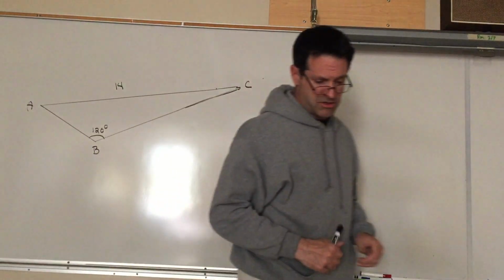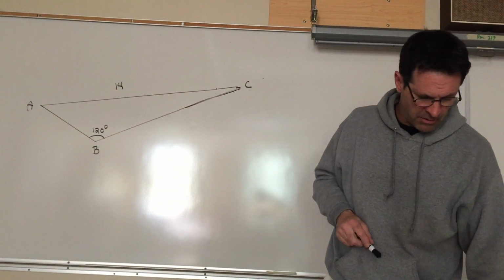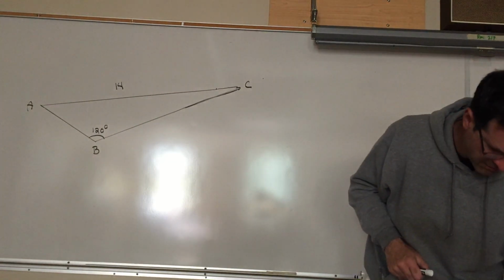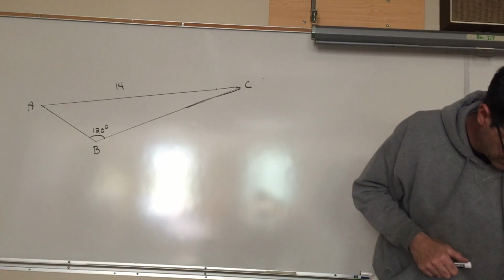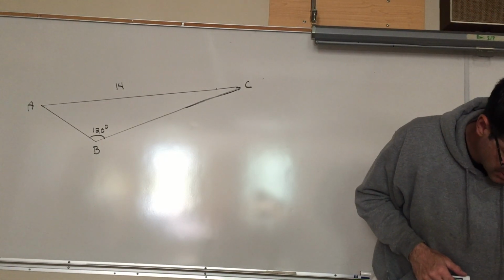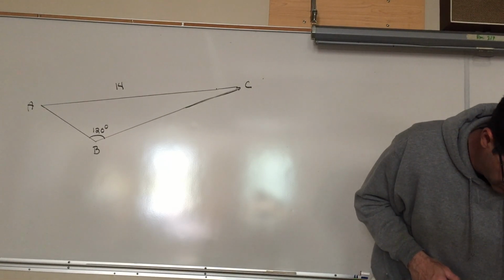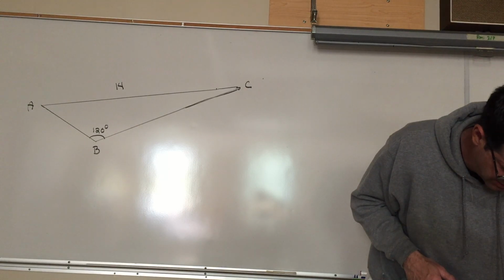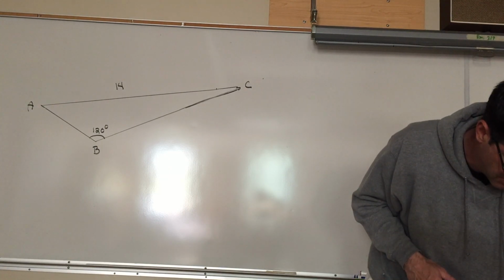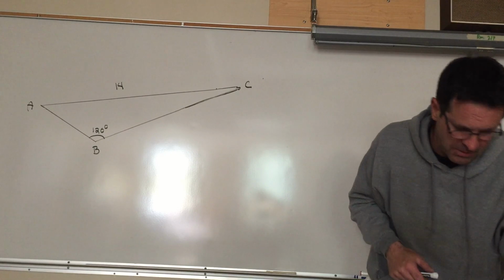Okay, I wanted to give you an idea of how to approach number 10 on page 500. The information there says in triangle ABC, BC is twice the length of AB, angle B is 120 degrees, and side length AC is 14 centimeters. Determine the exact lengths of AB and BC.